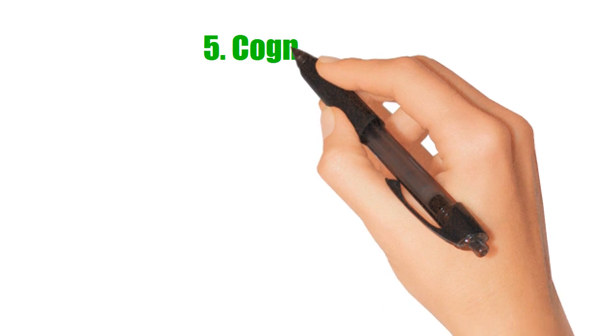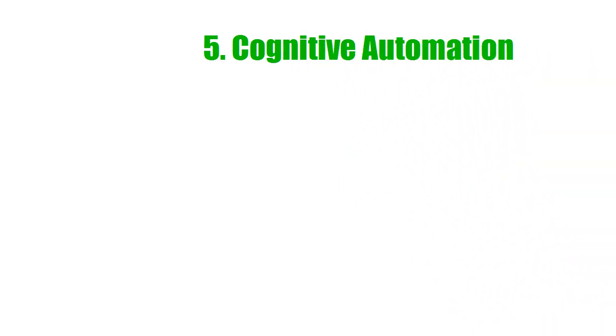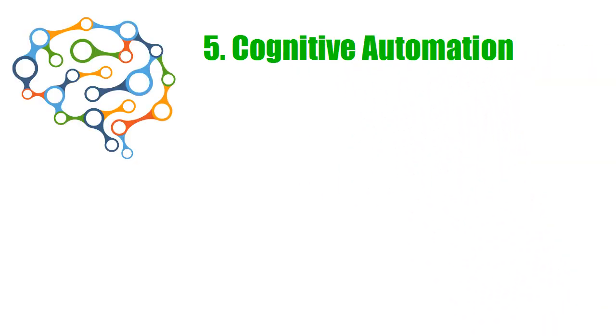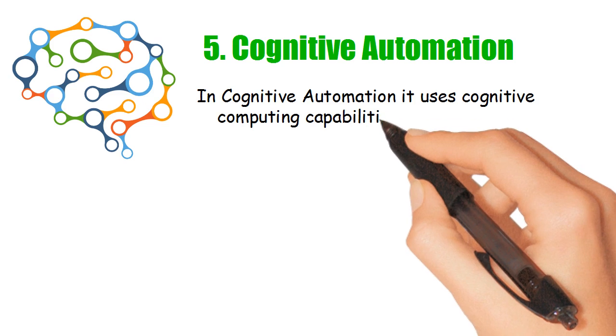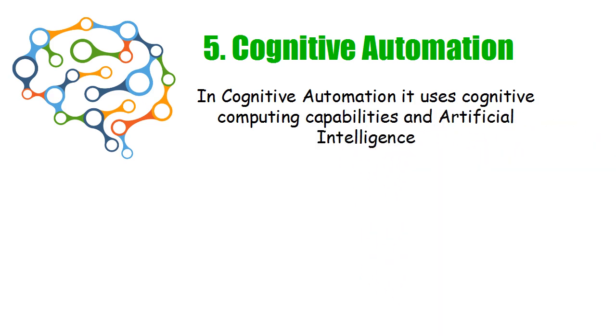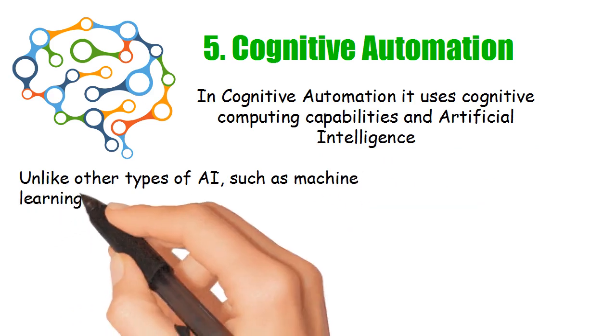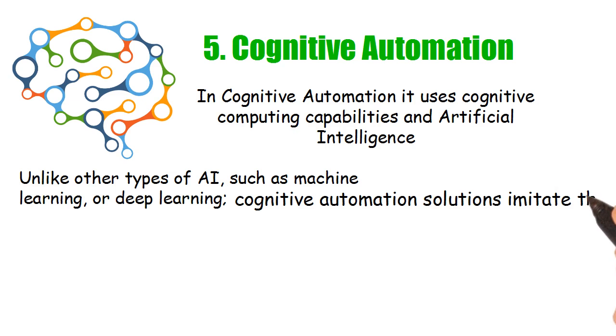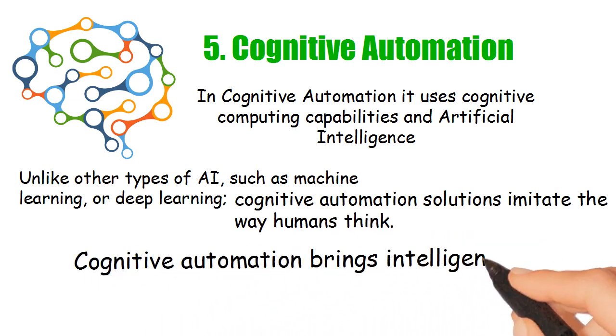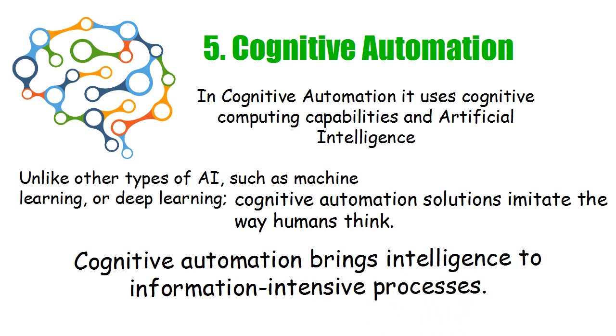Number 5. Cognitive Automation. Again, cognitive automation is associated with RPA. In cognitive automation it uses cognitive computing capabilities and artificial intelligence. Unlike other types of AI, such as machine learning or deep learning, cognitive automation solutions imitate the way humans think. Cognitive automation brings intelligence to information-intensive processes.